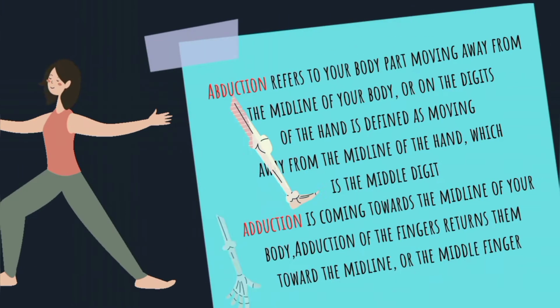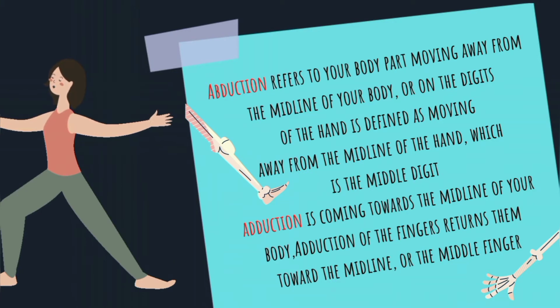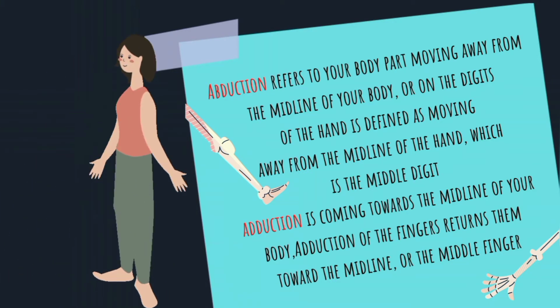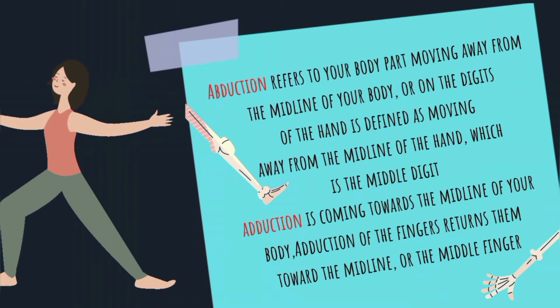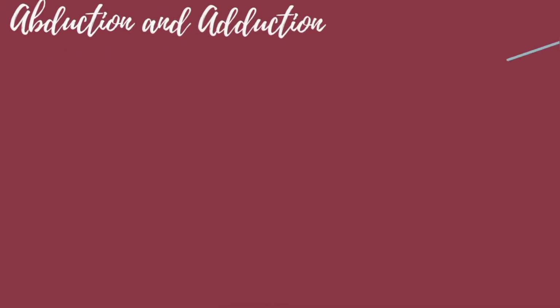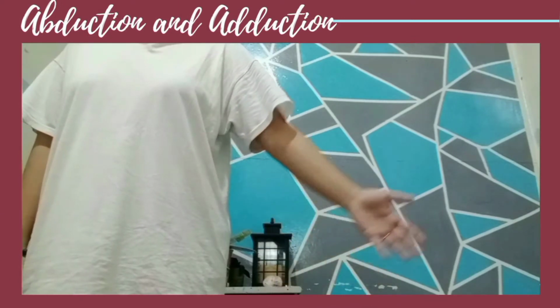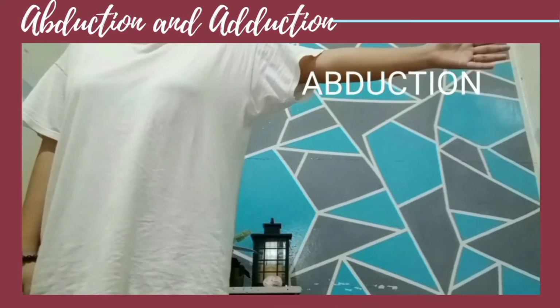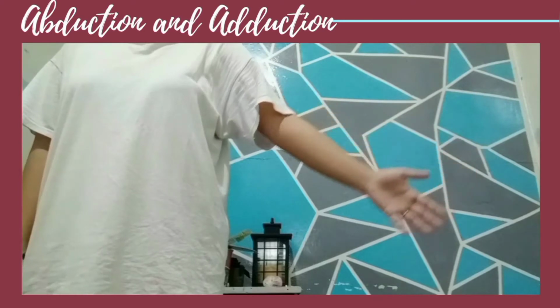Moving on are abduction and adduction. Abduction refers to your body part moving away from the midline of your body, or, on the digits of the hand, it is defined as moving away from the midline of the hand, which is the middle digit. Adduction is coming towards the midline of your body. Adduction of the fingers returns them toward the midline, or the middle finger.